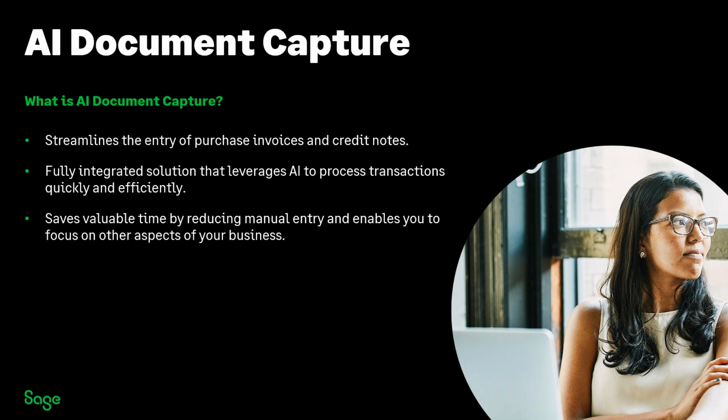Now, it's not going to be applicable and advantageous to everyone, but you do have this option available should you want to. It should be included as part of your subscription. So it's fully integrated and obviously leverages AI to process transactions quickly and efficiently. So again, the idea is it reduces that manual entry. If you've been emailed an invoice or a credit note, rather than sit there keying that in, you can add that via the AI document capture option, and that will bring that information into your accounts for you. But you'll see that in action in just a moment.